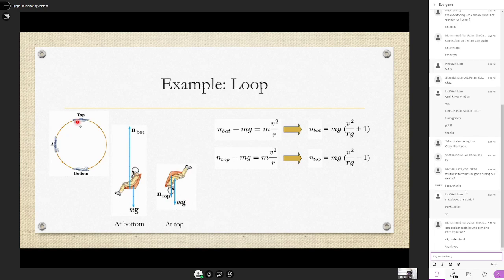At the top, he is upside down. Mg is still pointing down. Mg always points down. But now since the seat is up here, he's in contact, correct? The normal contact force the seat is exerting on him is pointing downwards now. Can you see? Now he is below. The seat is at the top. So he is sitting on the seat, right? So the normal contact force is pointing downwards.